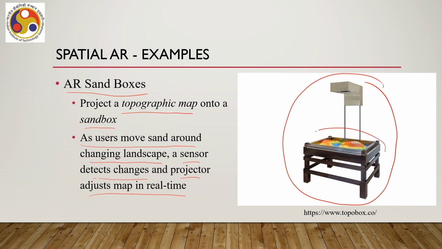So, we can see a physical box full of sand. Sand is kept inside this box part. Then there is a projector. It also has a sensor to detect hand movement or the change in the sand's landscape. As you can see, on top of the sand some digital projection is made. Now, this projection changes based on the movement of sand or the way the user's hands move.